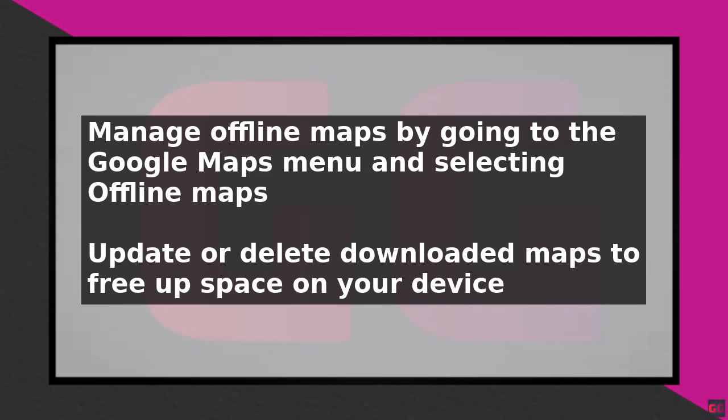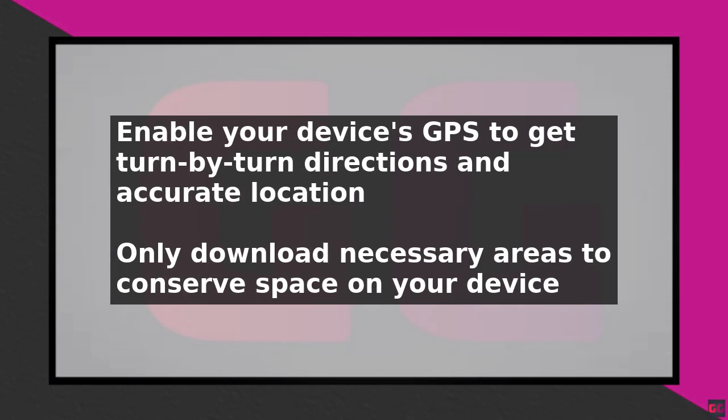It is also important to note that your device's GPS must be enabled to get turn-by-turn directions and accurate location information. Additionally, the size of the area you download will affect the amount of space used on your device. So it is a good idea to only download the areas you need.